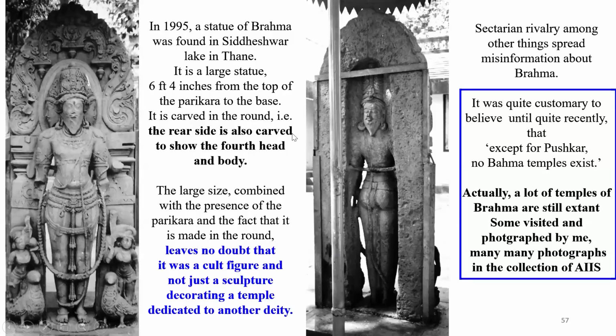And that Brahma was also in worship is shown by a statue found in 1995 from Siddheshwar Lake in Thana. It's more than 6 feet tall, 6 feet and 4 inches. And the thing is, it is in the round. That means when you go around it, you find a 4th face. And you see how like a ghost, the feet are this side because this is the back face. And it is there, which means that it was a cult figure. That means it was an image from a Brahma temple. And we just casually say there is no other Brahma temple except Pushkar.